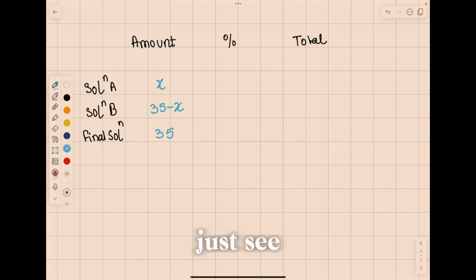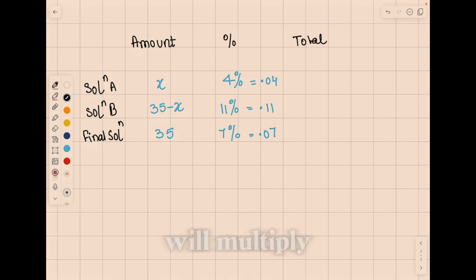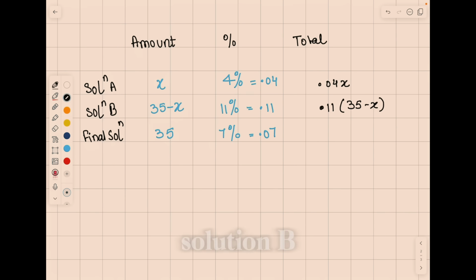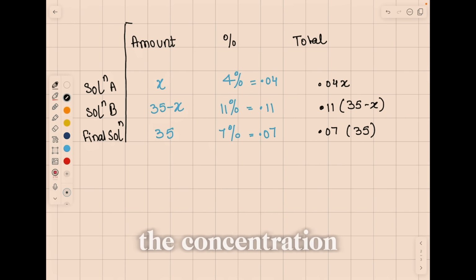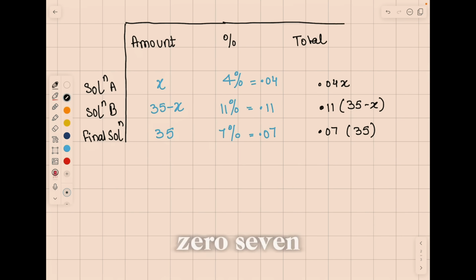Now I'm going back to see the percentage concentration. For solution A, it was 4%, or we can write it as 0.04. Solution B was 11%, 0.11. The final solution was 7%, or 0.07. You multiply those amounts to see how much of the total each solution gives. So solution A will be 0.04x, solution B would be 0.11 times 35 minus x, and the final solution has been given to us as 35 gallons multiplied by the concentration, 0.07.